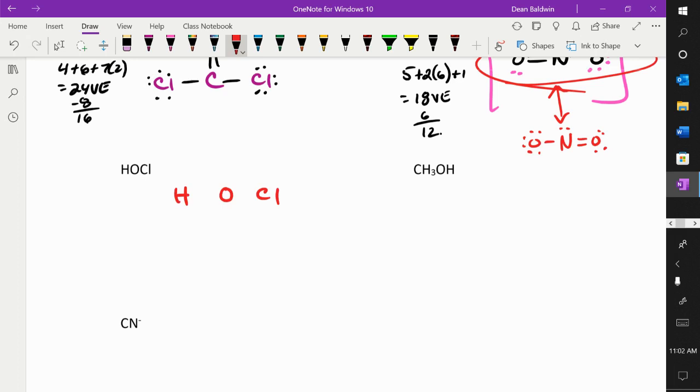How many valence electrons are there? We're going to look at the structures in a bit. I'm trying to think of what it would be. Sorry, how many valence electrons? There's 1 for the hydrogen, 6 for the oxygen, 7, 14. Yep.